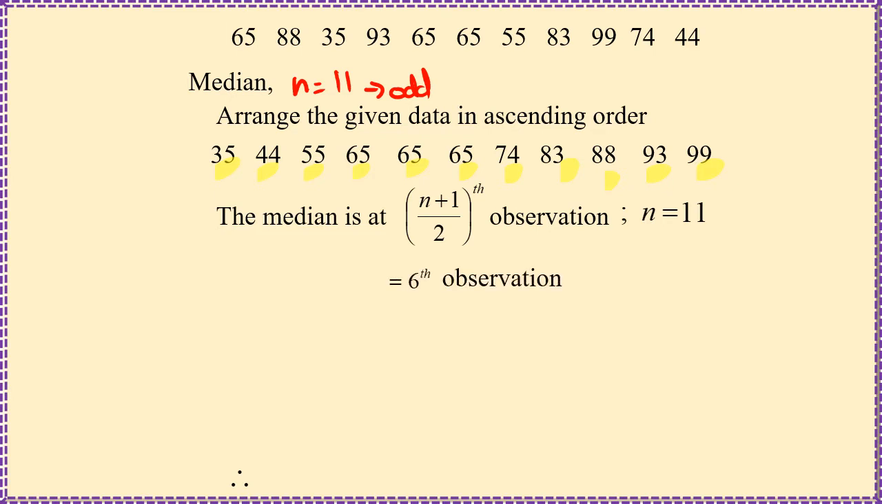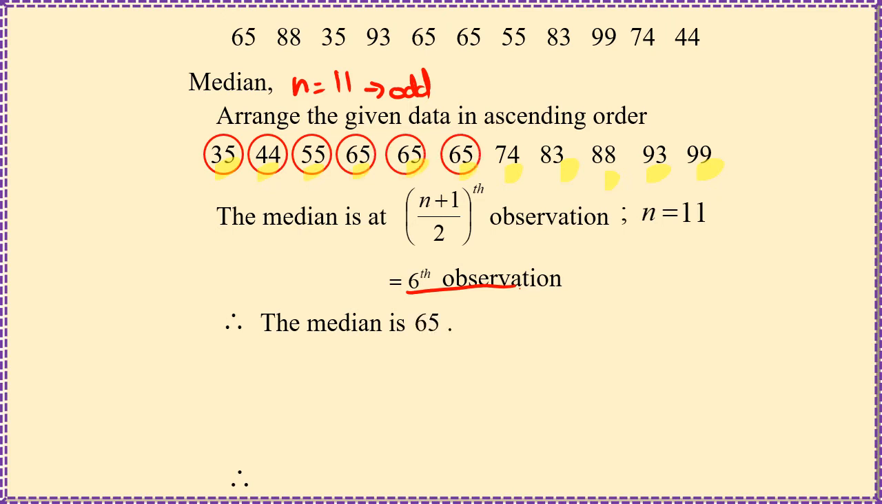So (n+1)/2 observation is equal to 12/2, which is the 6th observation. So which one is the 6th observation? Yes, we have 65 as the 6th observation: 1, 2, 3, 4, 5, and 6. So 65 is the median.